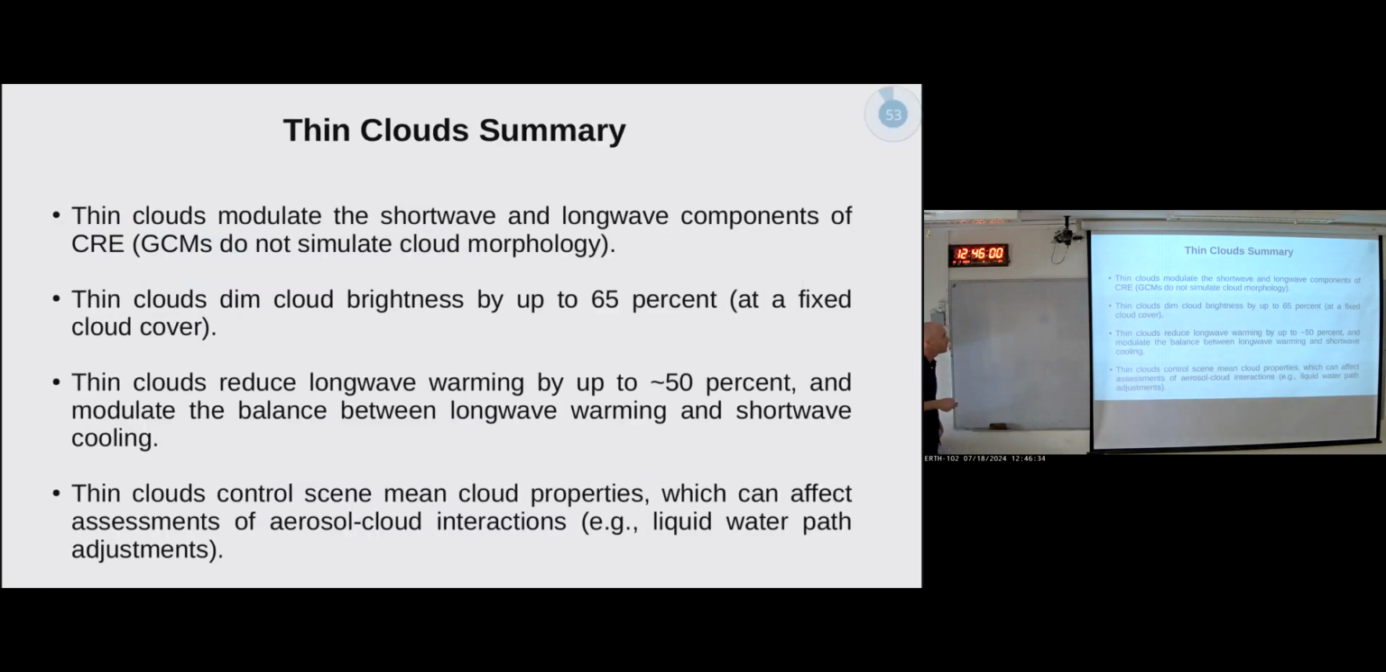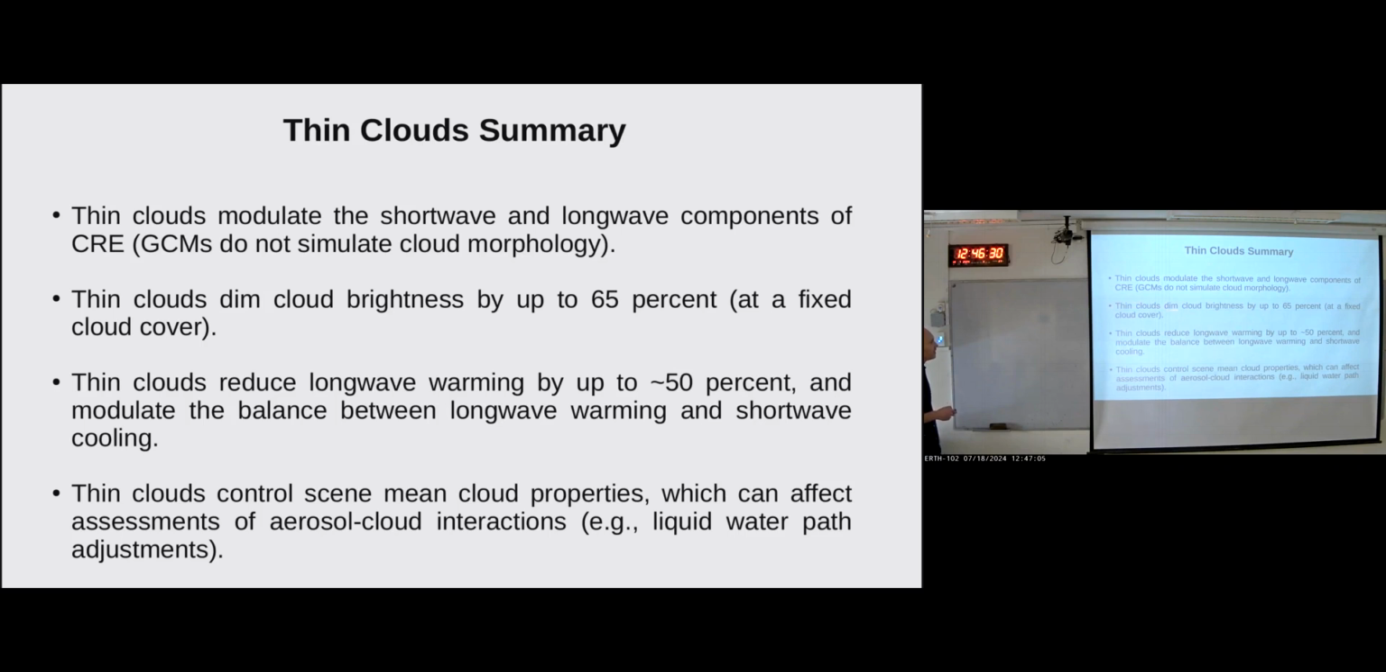So to summarize this part, thin clouds modulate the short wave and long wave components of the cloud radiative effect. And by the way, in GCMs, we don't have cloud morphology at all. We just have one value for the green part. At least the more conservative GCMs, those that are not high resolution.